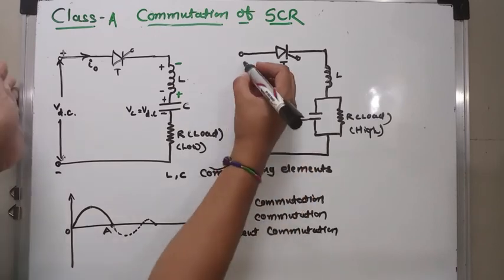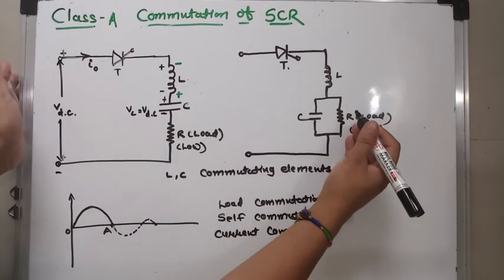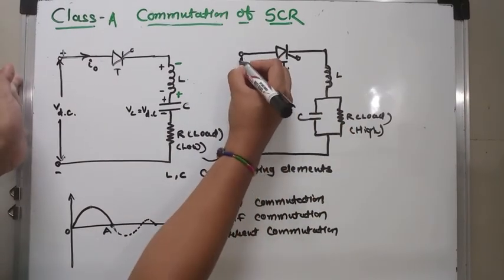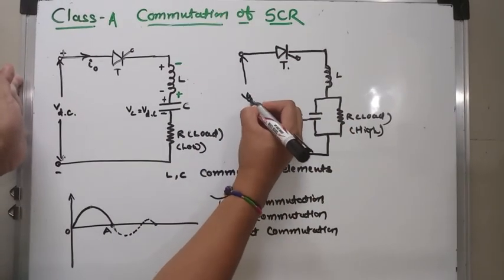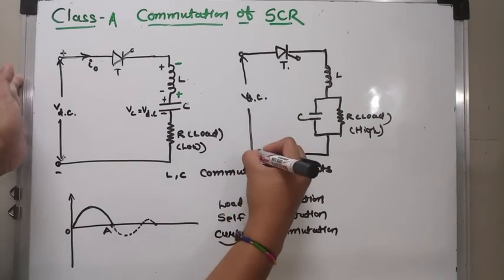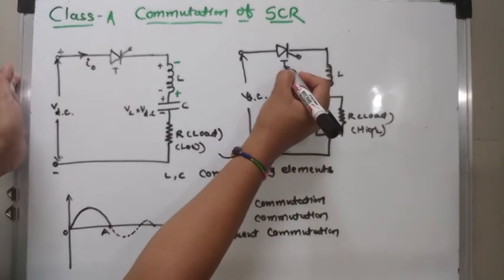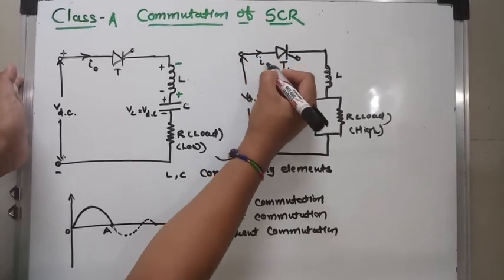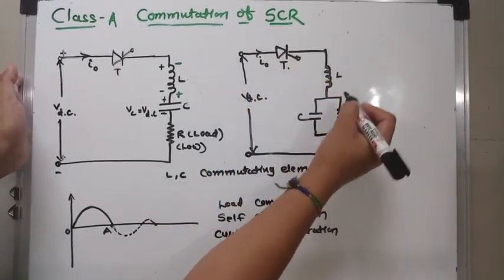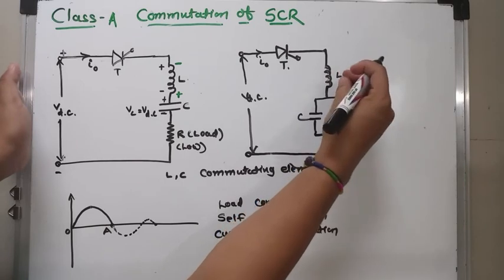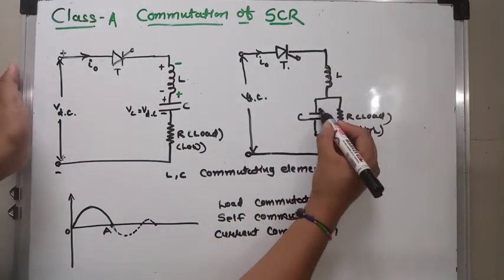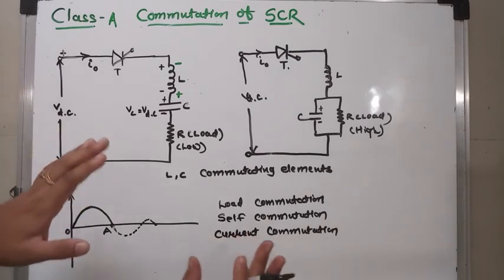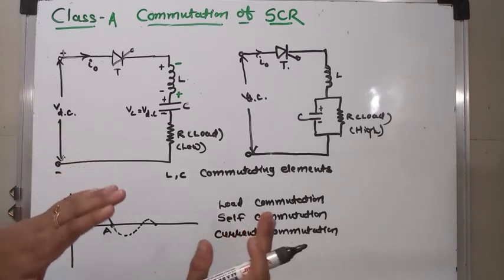Here is also a case where a resistive load is connected across the capacitor C, and when this circuit is energized with the DC source, what will happen? If you trigger the thyristor T, the current I0 flows through the circuit, the inductor stores the energy, and the capacitor is charged with the upper plate positive and the lower plate negative. Similarly, the working is the same.